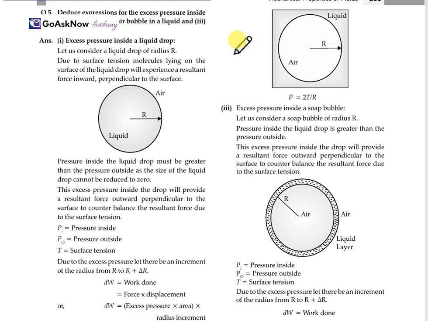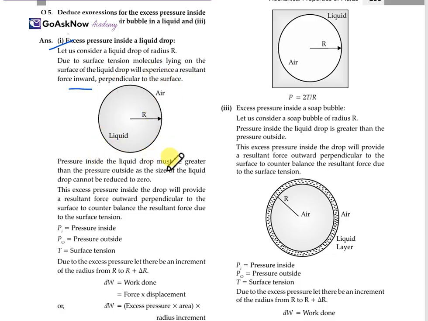Now, deduce the expression for excess pressure inside a liquid drop, an air bubble in a liquid, and a soap bubble. As we are studying liquids, there may be different conditions for the air bubble, for the liquid, and for different states as well. So let's move ahead with our first one, excess pressure inside a liquid drop. Let us consider a drop of radius R. Due to the surface tension, molecules lying on the surface of the liquid will experience a resultant force inward, perpendicular to the surface, like this.